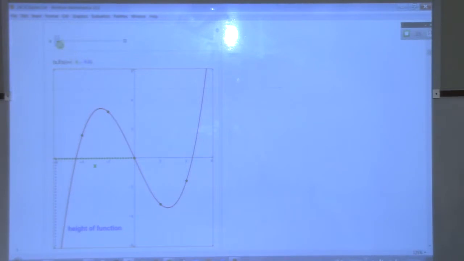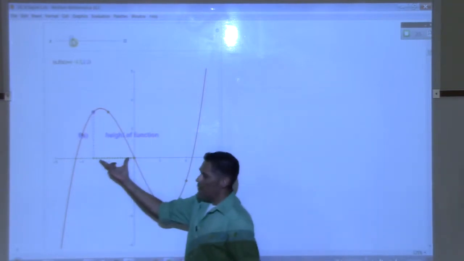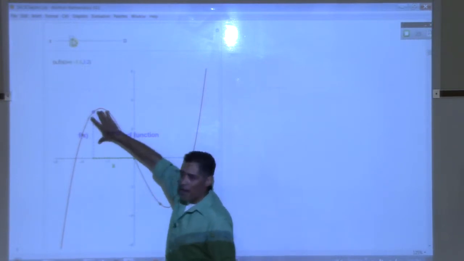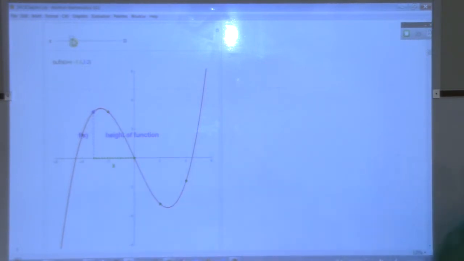So I'm going to move this graph around here, and what you'll see is the green is giving you the x, right? That's your x coordinate. That's your input, and then that's your height. Yes? So right now, the function's value there is positive, right? The function's value here is what? 0. The function's value here is negative, negative, negative, negative. The function's value here is positive, right? Okay.